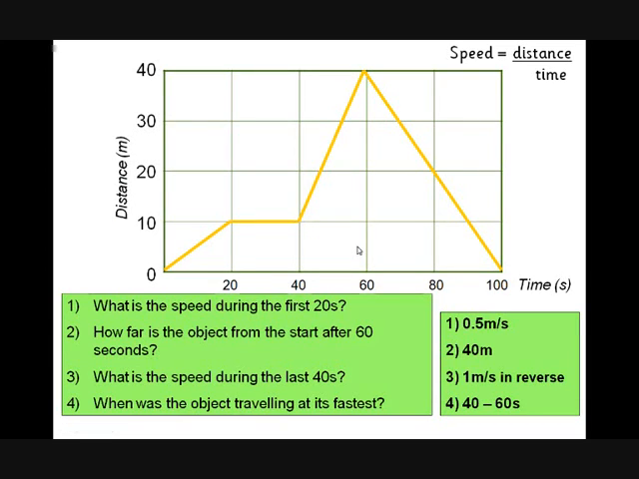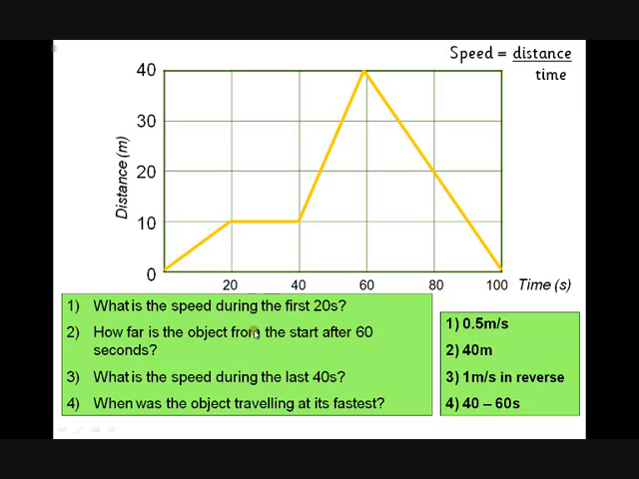Okay, if you just look at some examples, if you looked at this particular graph, it's a distance time graph. We could answer 4 questions. All the answers are up in case you're working through this and you want to pause the video. What is the speed during the first 20 seconds? So if we look in the first 20 seconds, we have done 10 meters. So speed is distance divided by time. So in the first 20 seconds, 10 divided by 20 gives you an answer of 0.5.